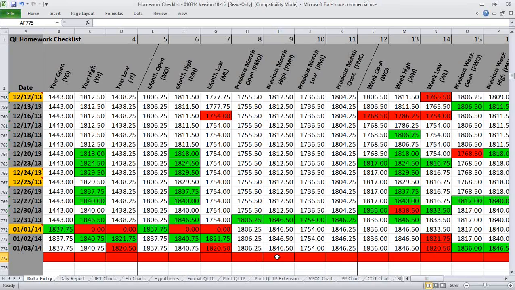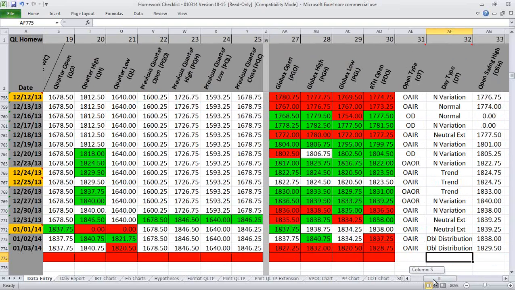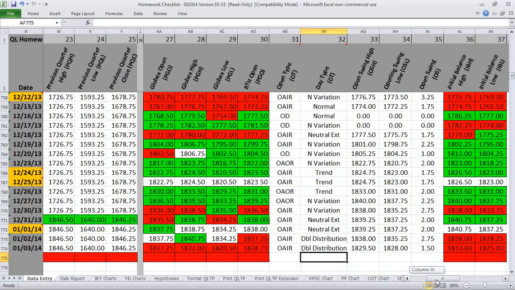I'm sorry, we had a high at 1846.50 and we closed at 1846.25. These numbers you want to have written down as well and noted. Nothing really jumps out in terms of all the other macro numbers.